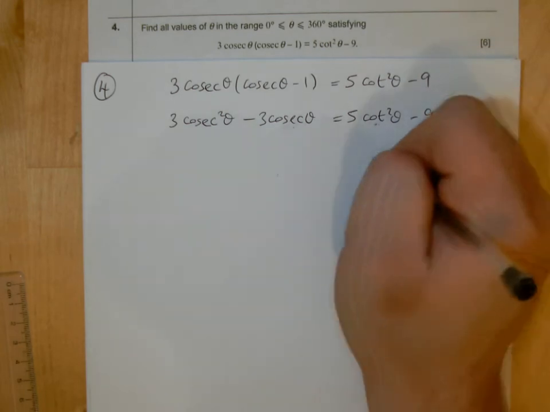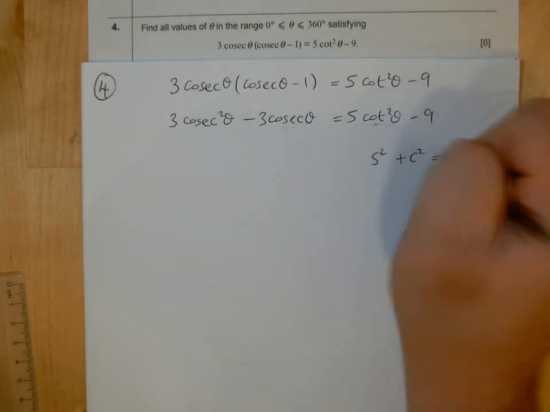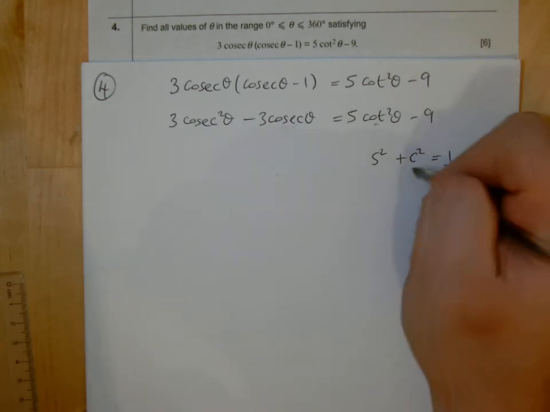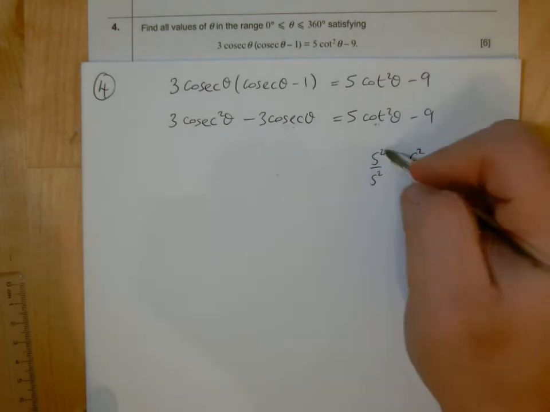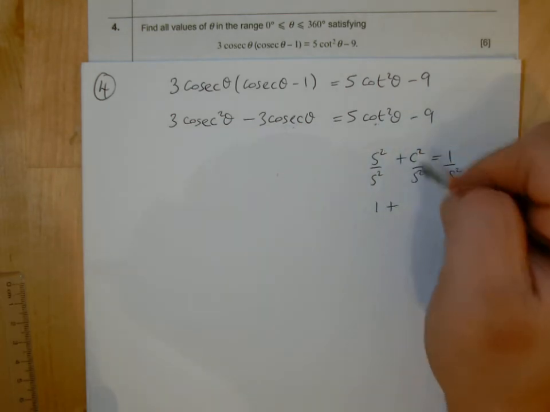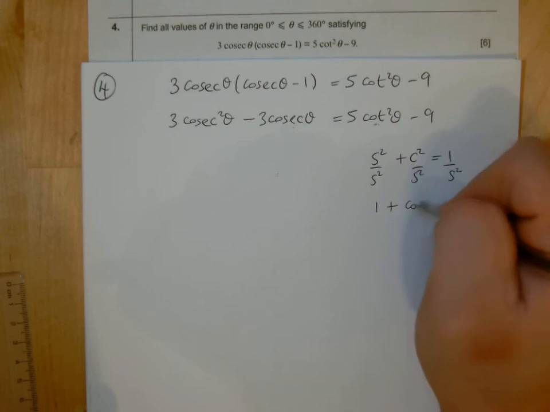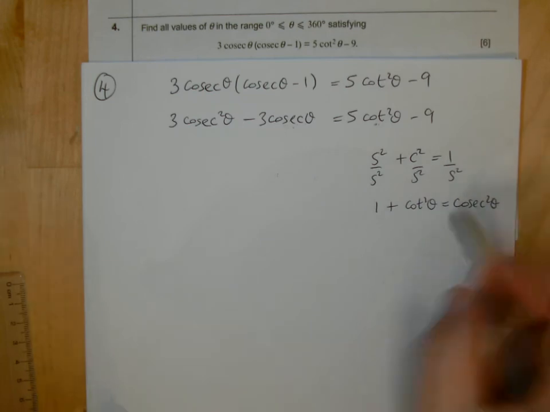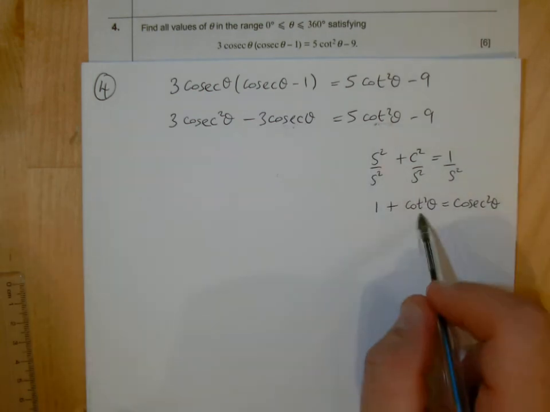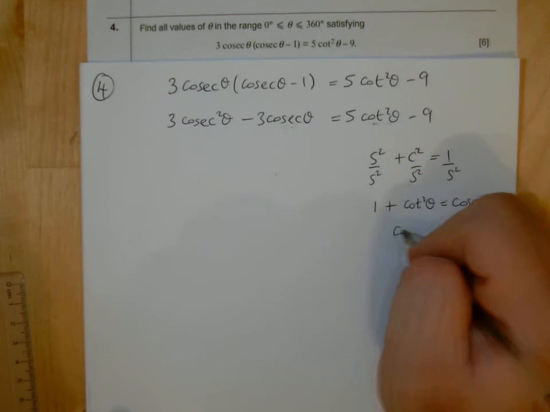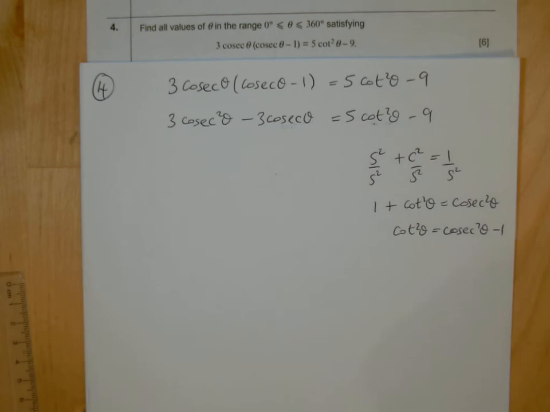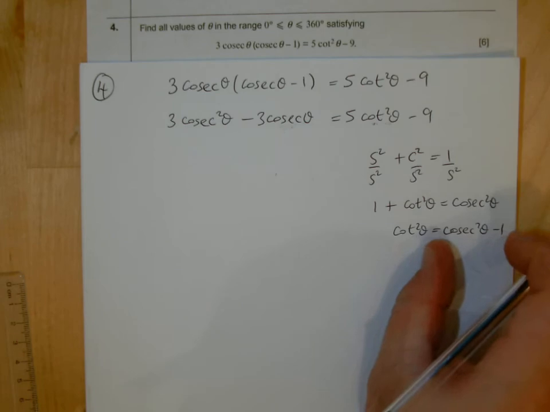So remember our result: sine squared plus cos squared is equal to 1. So to get cosec squared theta, I need to divide by sine squared theta, because sine squared over sine squared is 1. Cos squared over sine squared is cot squared. And of course 1 over sine squared is cosec squared theta. So I'm going to replace the cot squared theta. What I need to do here is take that 1 over, so I get cot squared theta is cosec squared theta minus 1. So sub the expression for cot squared theta in here.